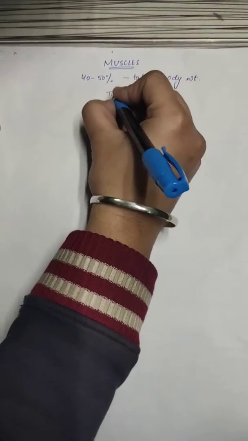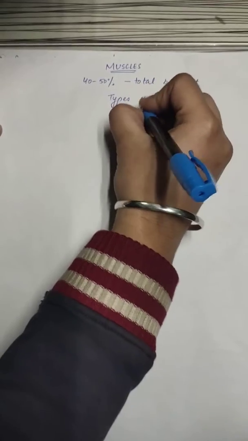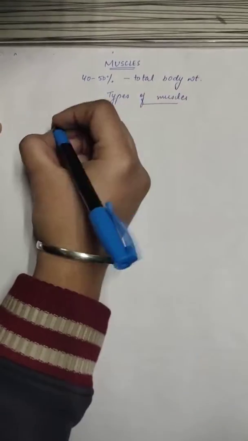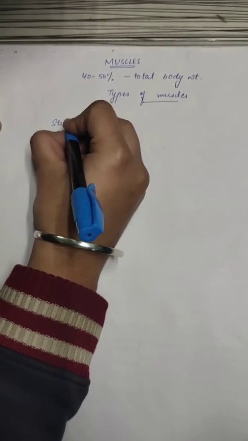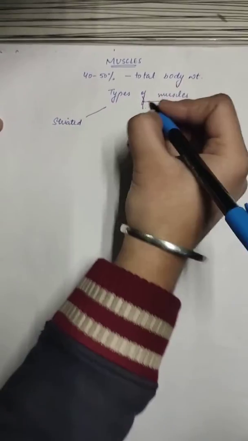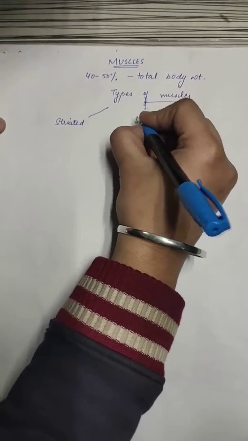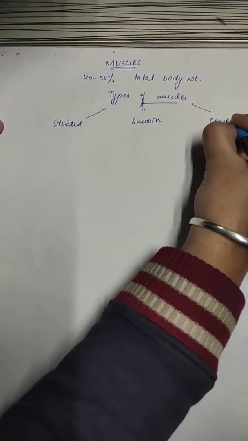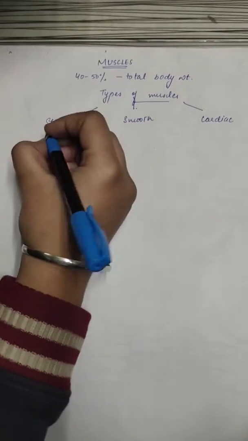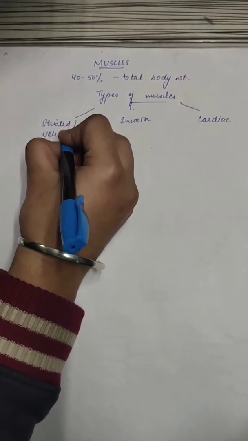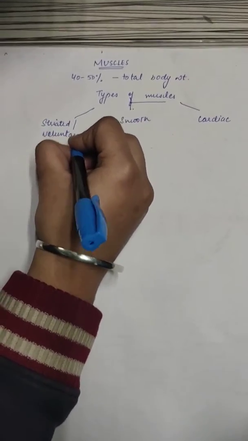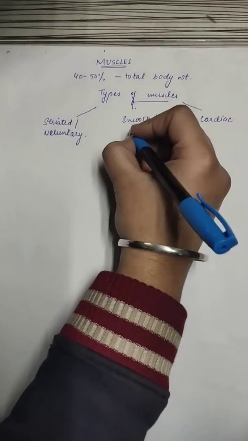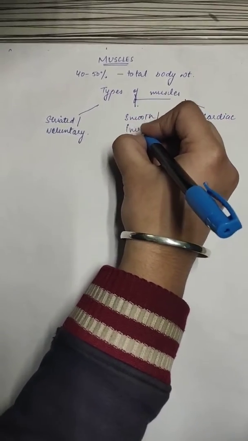Now the types of muscles. The muscles are classified into mainly three types: the first is striated, the second is smooth, and the third is cardiac. The striated muscles are also known as voluntary muscles. Why are they known as voluntary muscles? Because they are under the control of the animal's will.